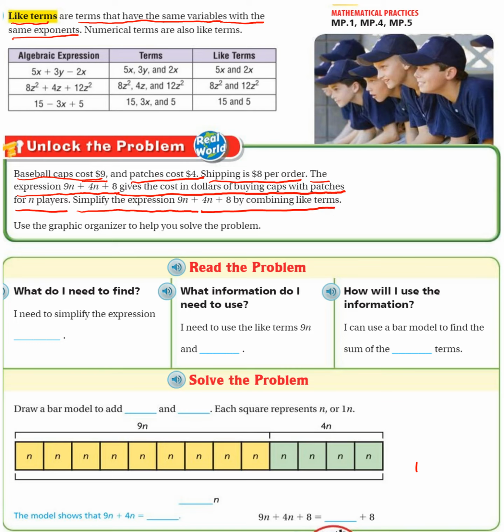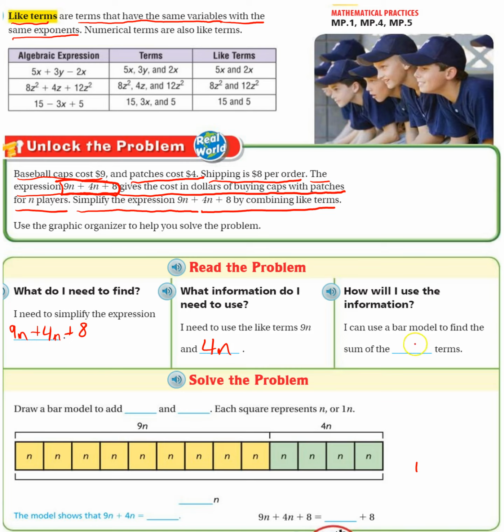Okay, so simplify means break it down by doing what? Combining those like terms. So I need to simplify the expression they gave us, 9n plus 4n plus 8. What information do I need to use? I need to use the like terms of 9n. Remember, going back up to our definition, like terms have the same variables with the same exponent. So the other term in this expression that has the same variable n with the same exponent, meaning there is no exponent, would be 4n. So those two both have the same variable, n.